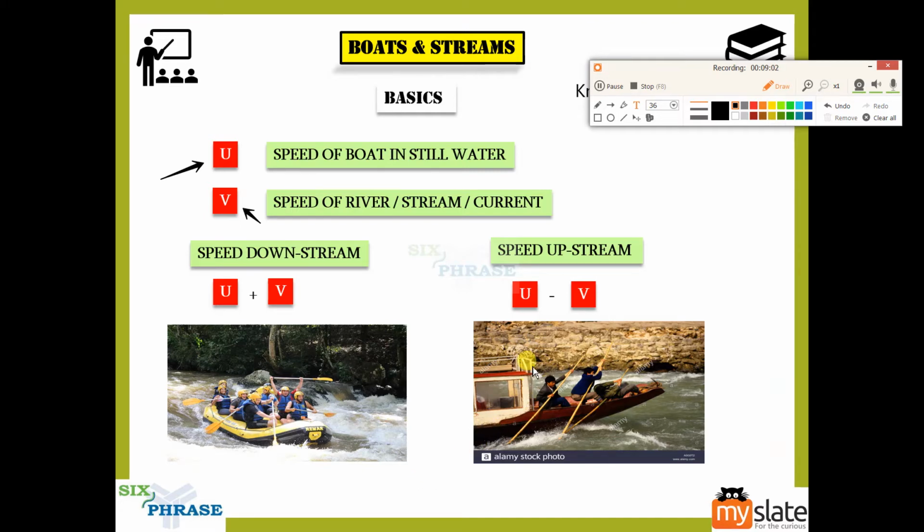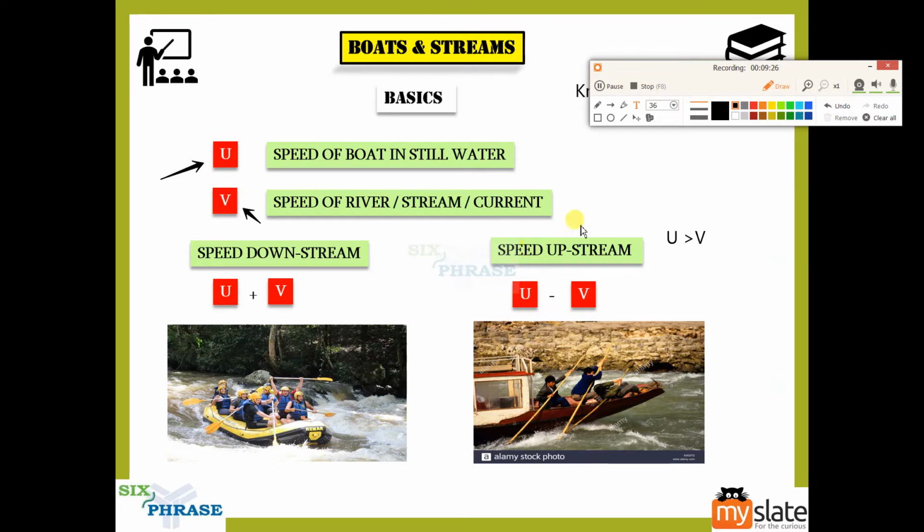So here it is very important that u is greater than v. While going upstream, the boat's force should be more than the force of the stream, or in other words, the speed of the boat should be greater than the speed of the river. So that is why you get it like this.